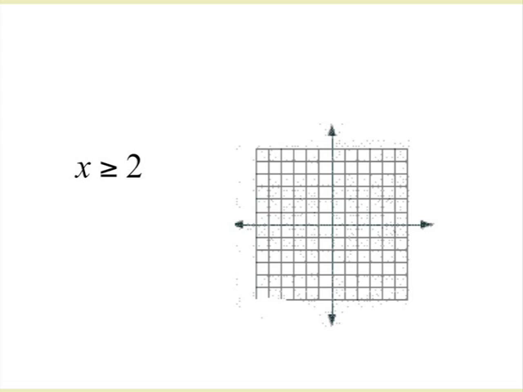Last one of this type. If this was x equals 2, what kind of a line would it be? Vertical, crossing the x-axis at 2. It has the equal to bar, so we do a solid line here. And it says x could be equal to 2 or x could be greater than 2, so where is that? To the right.